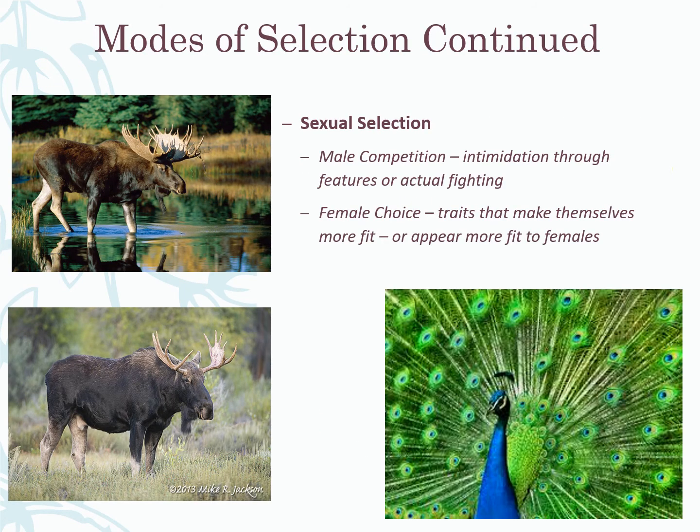So the third mode of selection is sexual selection. There are two kinds of sexual selection, one being male competition and the other being female choice. With male competition, this is intimidation through features or actual fighting. An example of this could be the images to the left. We have two bull moose, bull meaning male. The moose on the top has a very big rack of antlers, and the moose on the bottom does not.